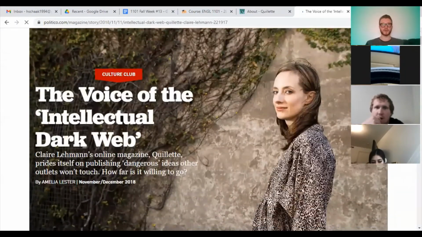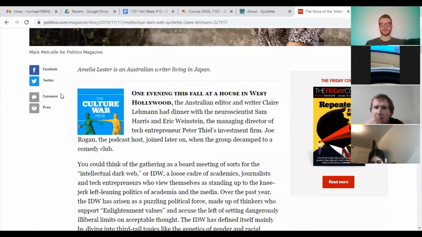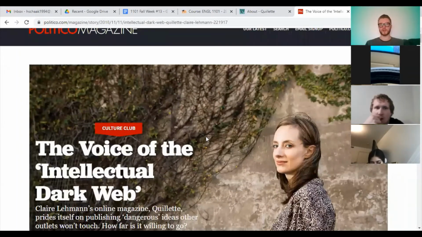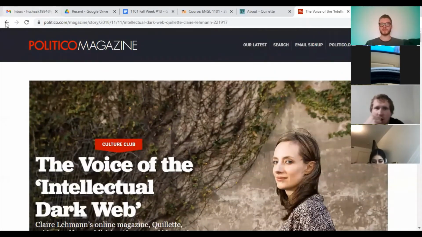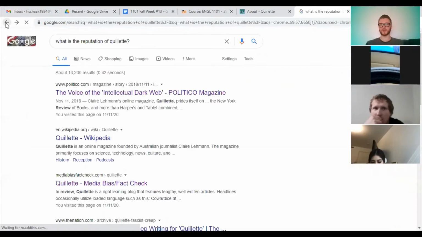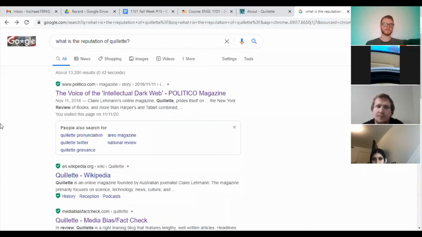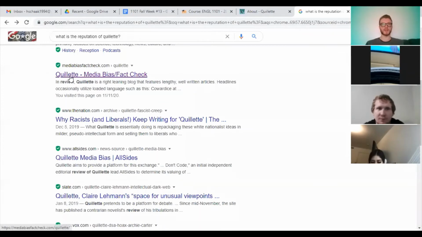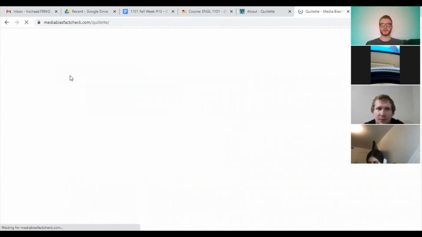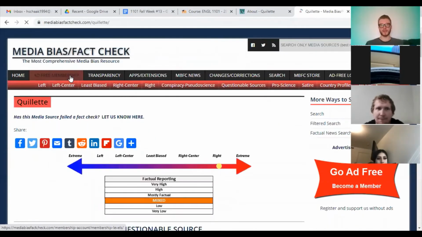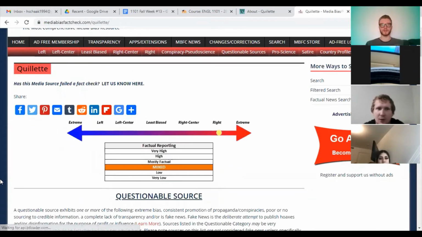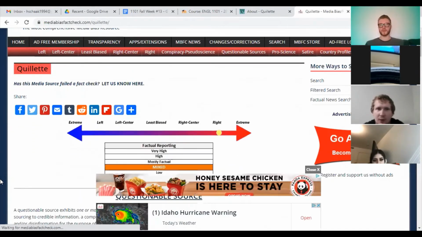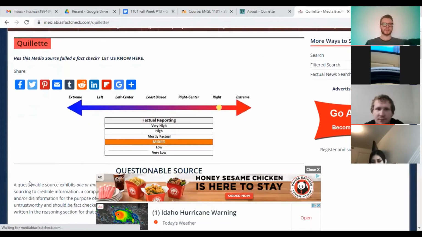You can read this article. This article states that the gal who started Quillette probably doesn't have what it takes to be a good journalist. She lies. That's what they claim. But we can also go into fact-checking websites like Media Bias Fact Check and just get a rough idea of what reviewers say about what this magazine is. So according to them, this magazine is generally almost extreme far right.